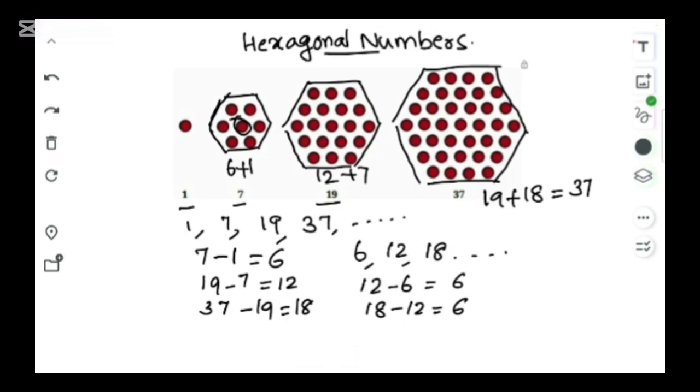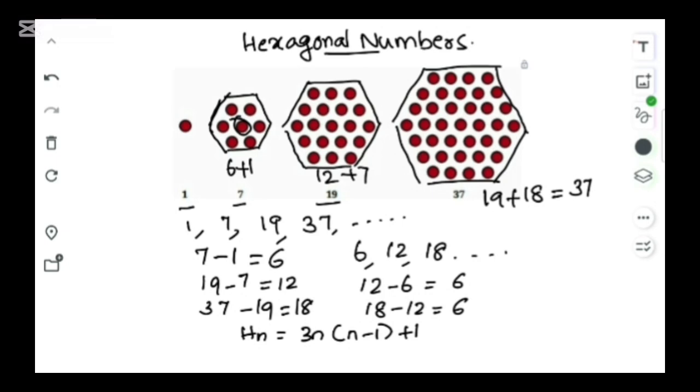But drawing dots every time is not practical. If we want to find the 5th, 6th, or 10th hexagonal number, drawing a figure would be very difficult. So mathematicians use a formula. The formula is Hn equal to 3n into (n minus 1) plus 1. Here n represents the position of the hexagonal number.